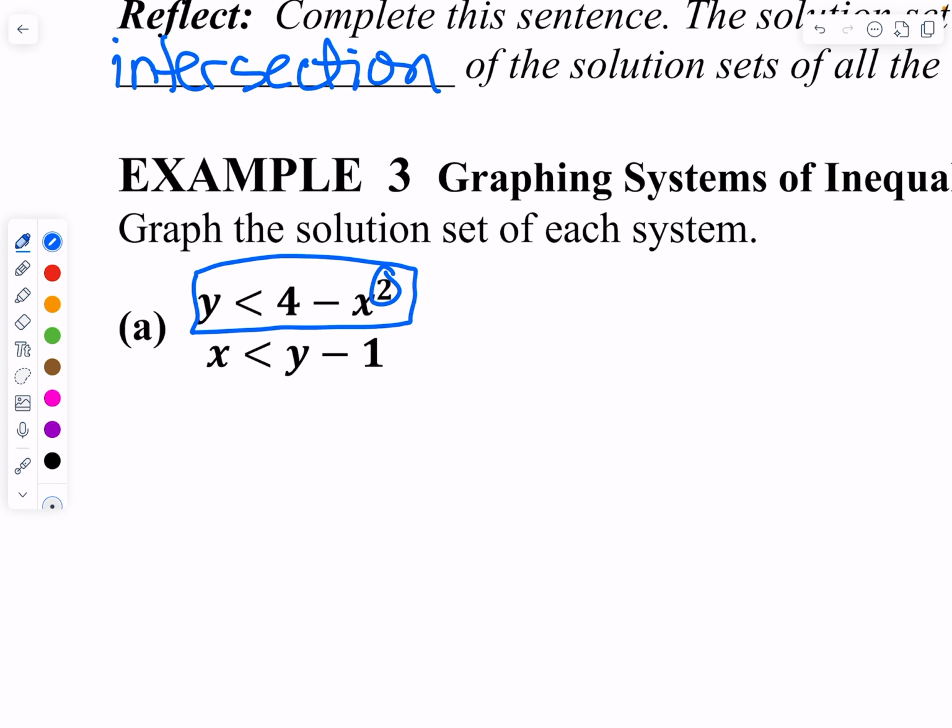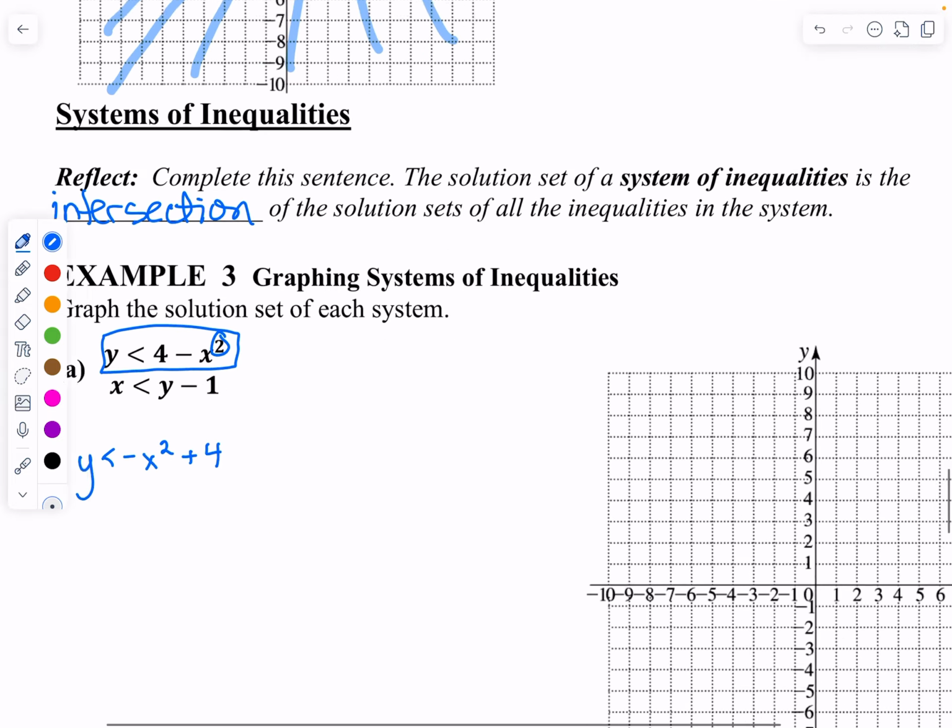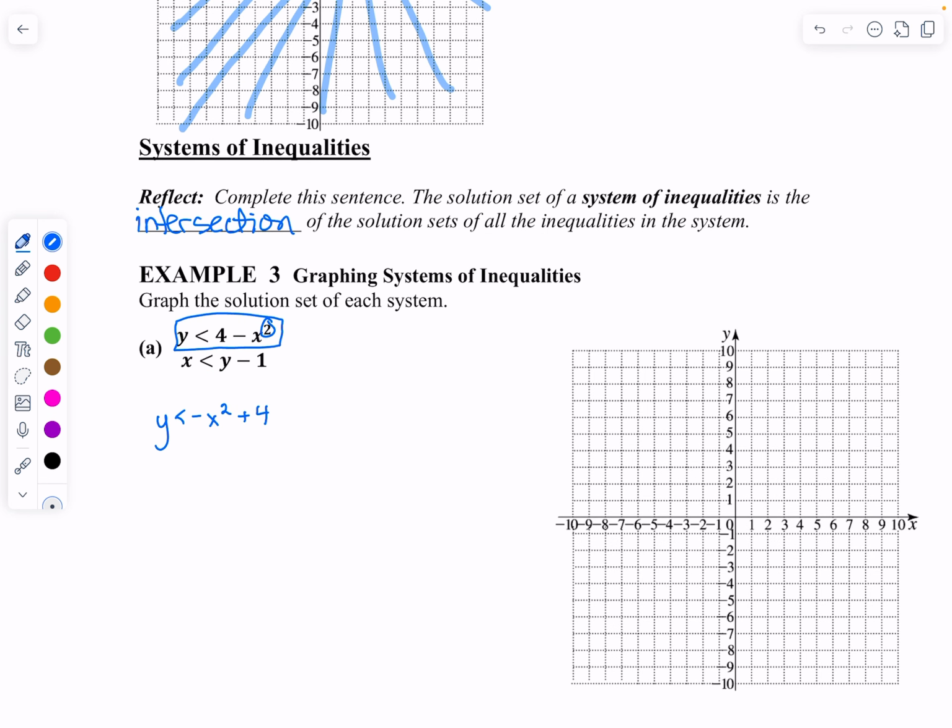Notice it has a squared. So I'm going to rewrite it so that it looks more like what we're used to. See, I put my negative x squared first. So let's graph that one. Notice that this negative means we're going to flip it, and the 4 means it's going to go up 4.